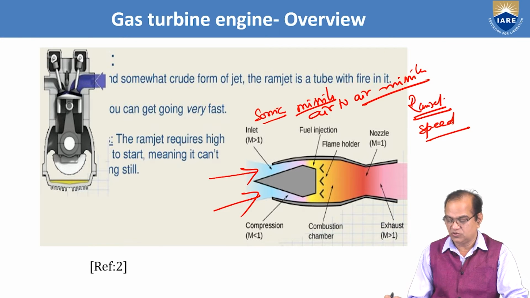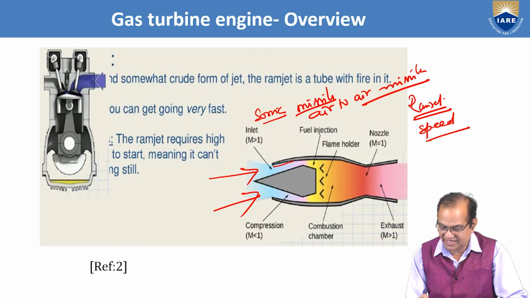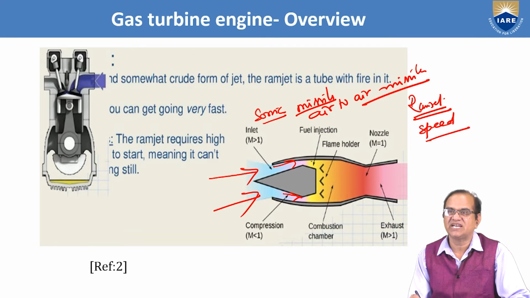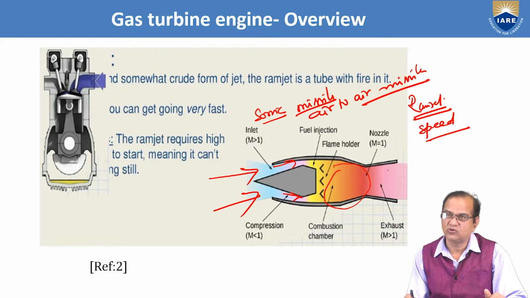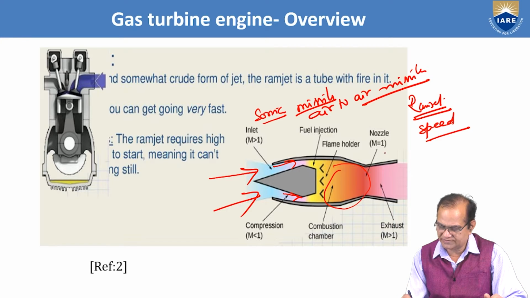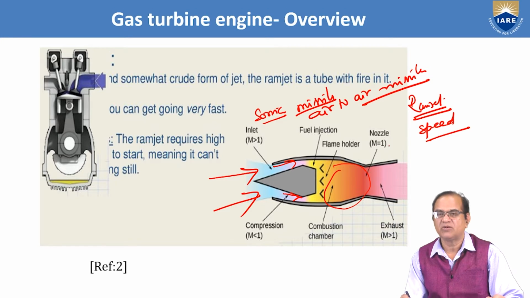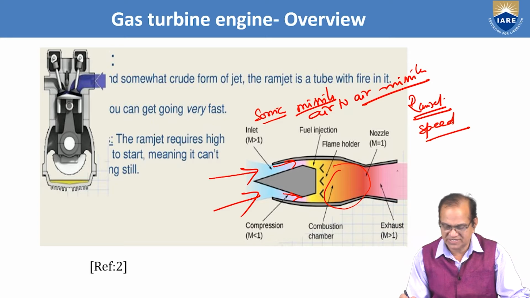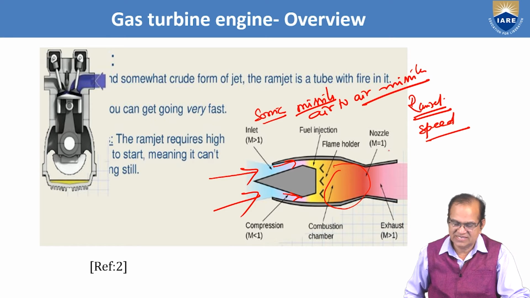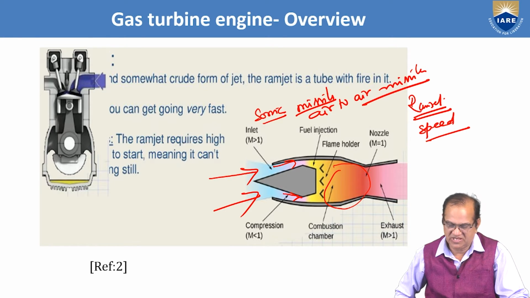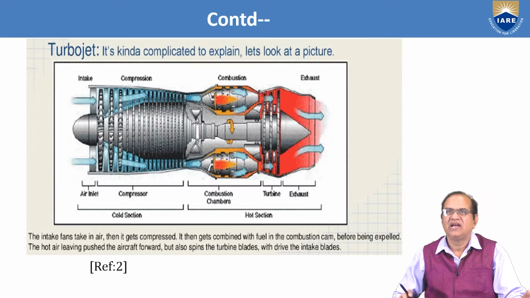These systems are used, and air will enter here and it will be compressed by this. Then fuel will be injected here. Here is a flame holder. Here the flame will be held up and it will go to the nozzle, and in this nozzle the Mach number will exceed 1. So this is a simple gas turbine engine, or ramjet engine.